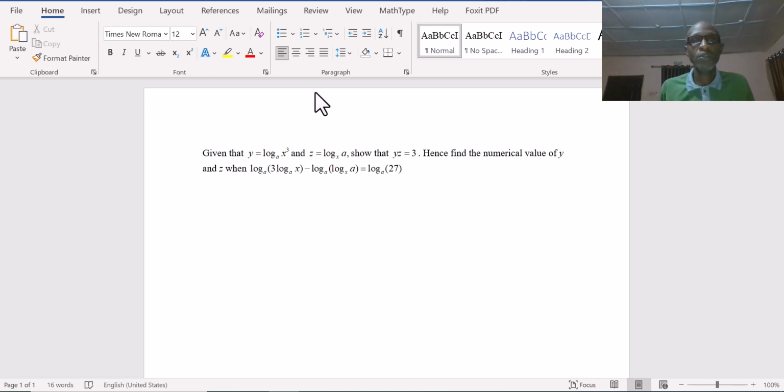when log 3 log x to base a, all to the base of log a, minus log a to base x, all to the base of log a, is equal to log 27 to base a. So let's get started. Solution. So I'm going to start this problem. The question says show that yz is equal to 3. So let's get started.